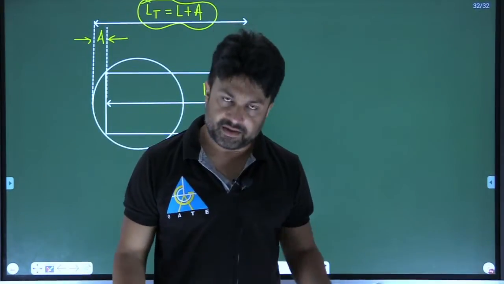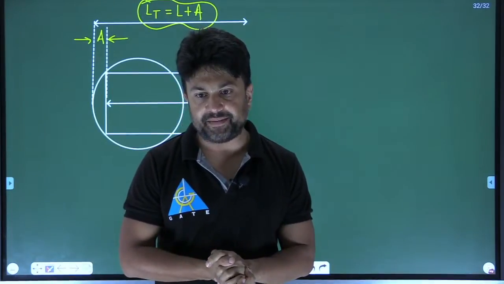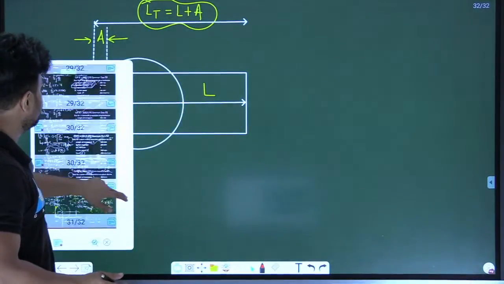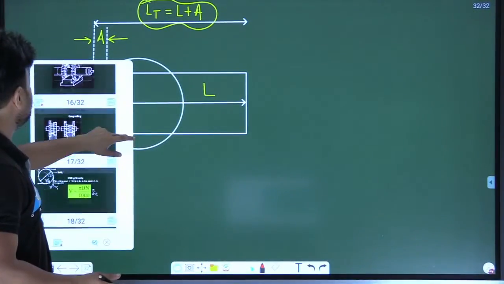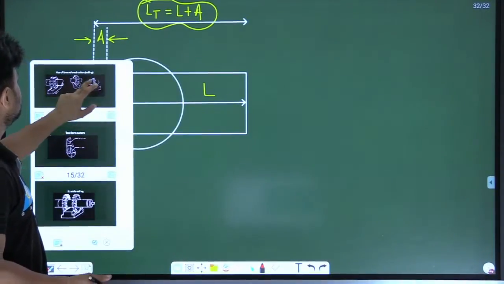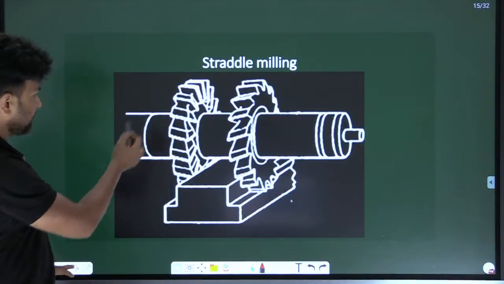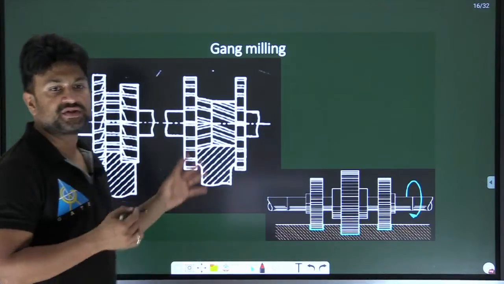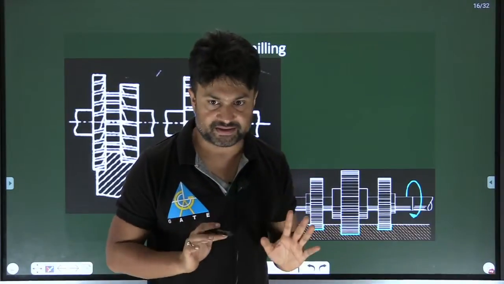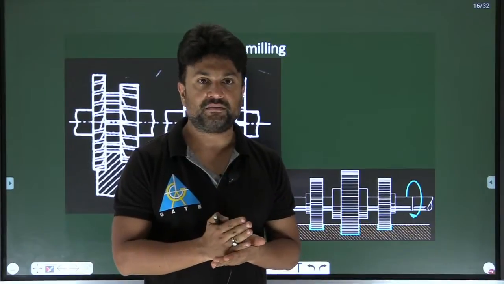So my dear student, as the time is not permitting, already the time is 6:15, so I am going to provide you my notes. In my notes, you will see every type of milling, some form milling cutter, a straddle, gang. So you just follow my notes, you will get all the things. The very important part which comes in your GATE exam I have discussed, got it?